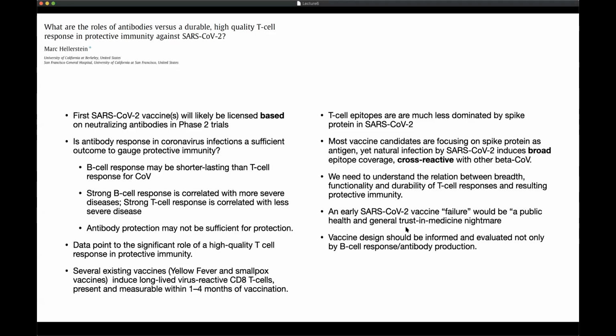Vaccine design, therefore, should be informed and evaluated not only by B-cell responses and antibody protection. This is an important subtle point, which means that even if you don't change the design of the vaccine, you shouldn't ignore the T-cell response when you evaluate it. So as long as you're evaluating what the vaccine is doing, you should evaluate what the T-cell response looks like, even if the vaccine itself is designed to mostly raise B-cell responses.